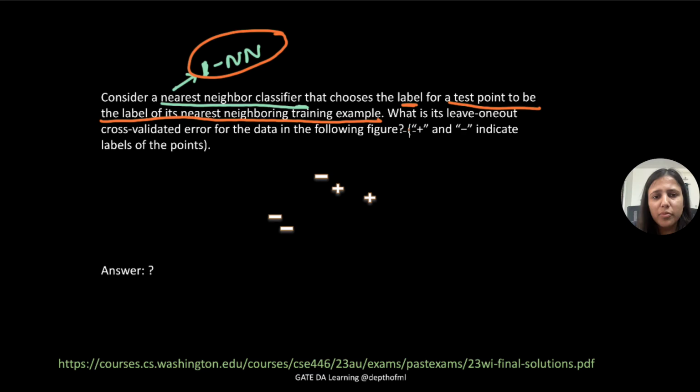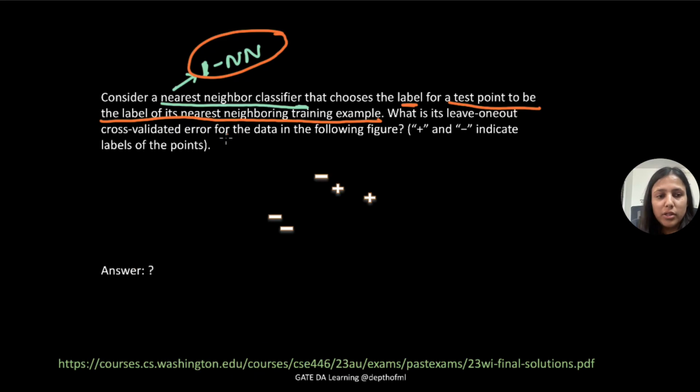Now they are asking what is the leave one out cross validation error for the data in the following figure. If you are using one nearest neighbor, what will be the leave one out cross validation error? They are testing two concepts here: one is nearest neighbor and the other is leave one out cross validation error. You can definitely expect these kinds of questions from GATE, as they test multiple topics at the same time. This question has also been picked up from Washington University. You can refer to the link here.